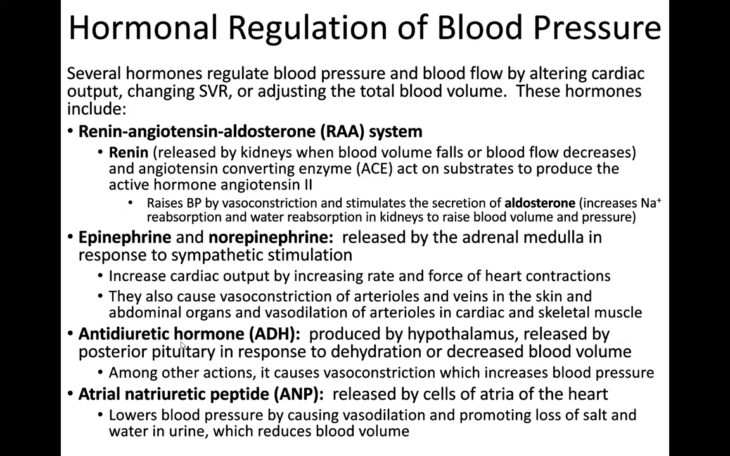Antidiuretic hormone, as we previously learned, is the hormone released by the posterior pituitary, but made by the hypothalamus in response to dehydration or decreased blood volume. And it is a hormone that does the opposite of what a diuretic does, which makes you pee a whole bunch. So antidiuretic hormone helps you retain your water, and therefore your blood volume will go up. That alone will cause increases in blood pressure.